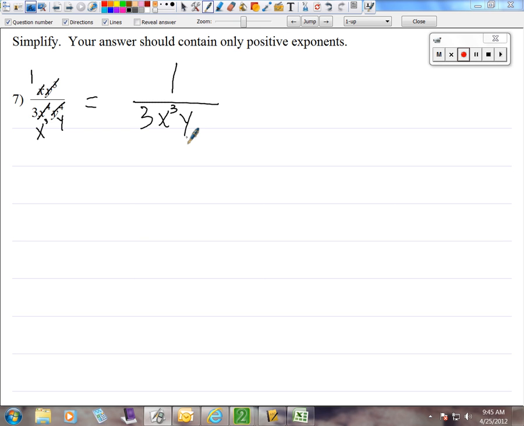How many got that right? Give yourself a bonus point. Are we okay with fractions? Let's do one with some negative exponents.